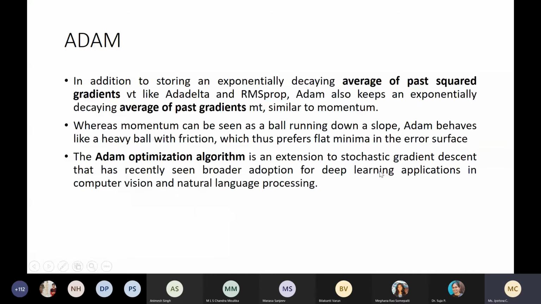Okay, so that's the formula for Adam. And for solving most deep learning problems, we use this Adam optimization algorithm. It is an extension of stochastic gradient descent. Extension of stochastic gradient descent means, as I told you, usually we use stochastic gradient descent or mini batch gradient descent as an optimization algorithm.